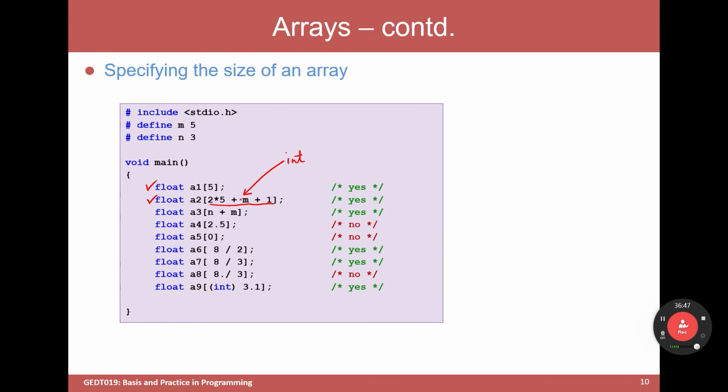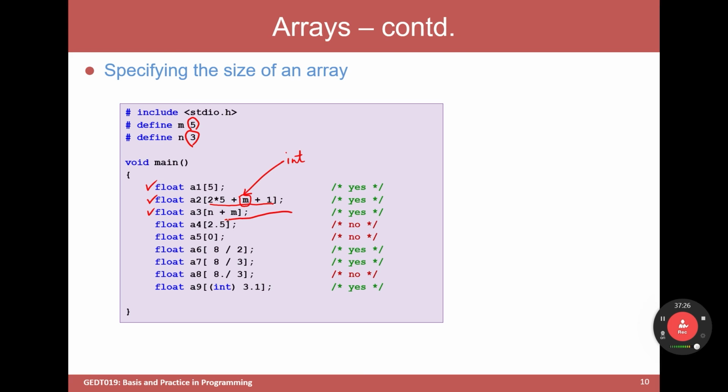But this one is here, the m here is an integer or constant, and this one here is all integers, that's fine. How about this one? Yes, this one is also fine. N is a constant here and it's an integer, and m is a constant and it's an integer. In this case, integer and integer will be one integer, and the integer will be 8. That means this one is fine. How about this one? Float A4, and this is 2.5. Oh, this is dangerous. This is wrong. So you cannot say I want the number of elements to be 2.5. There is no 2.5 elements.